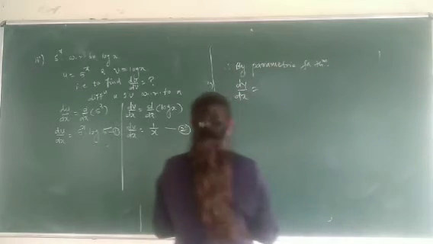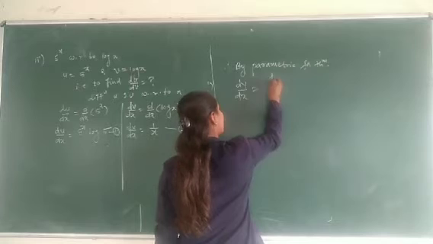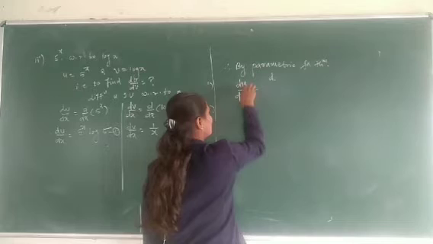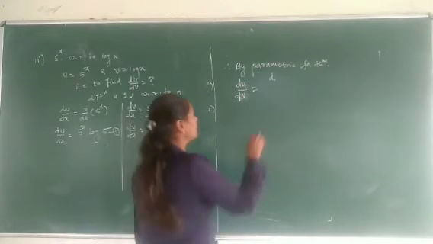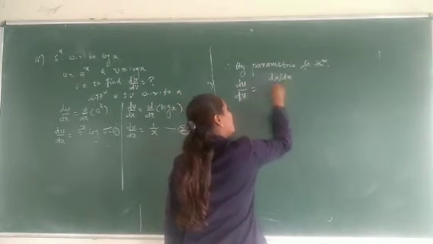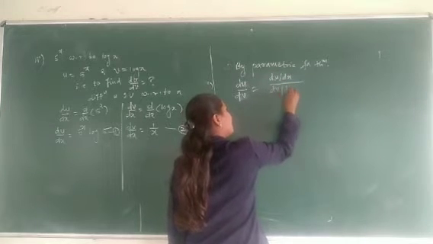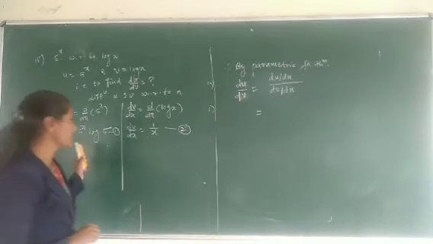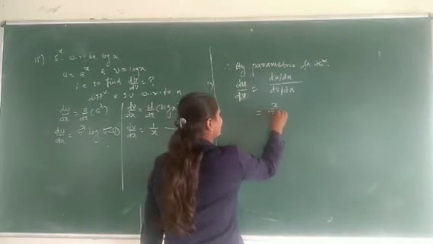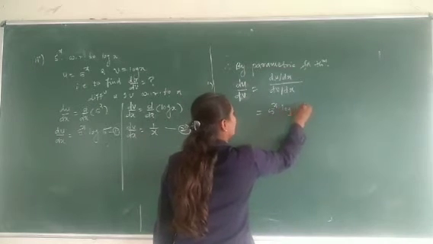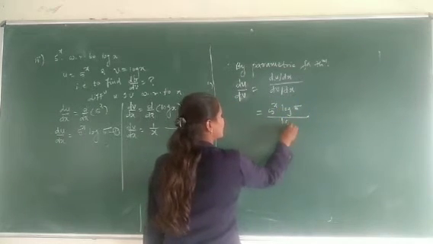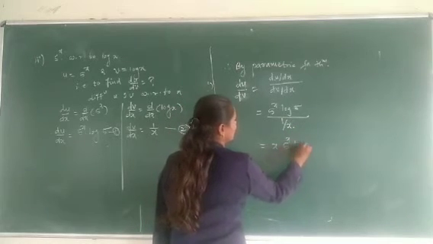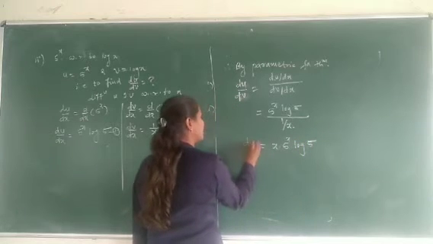Therefore, by the parametric functions theorem, dy upon dx is equal to du upon dv. So we write du upon dv is equal to du upon dx divided by dv upon dx. So from 1 and 2, what is the value of du upon dx? That is 5 raised to x into log 5, divided by dv upon dx, that is 1 upon x. So this will get x into 5 raised to x into log 5.